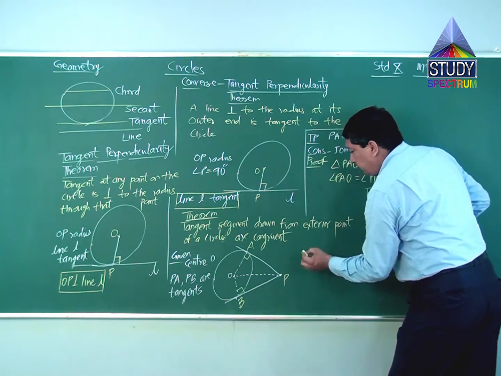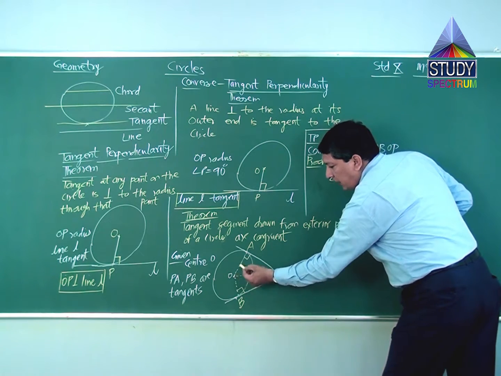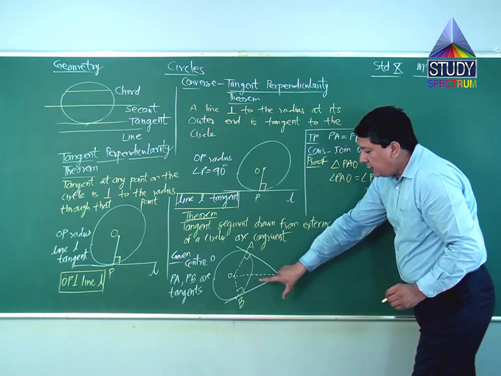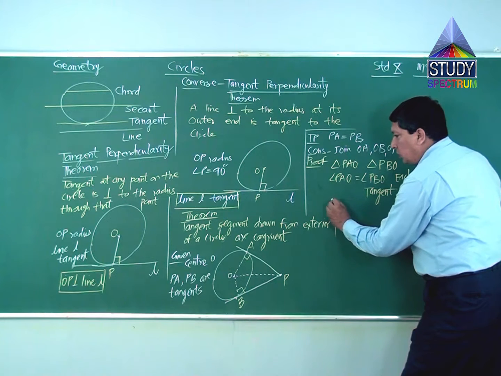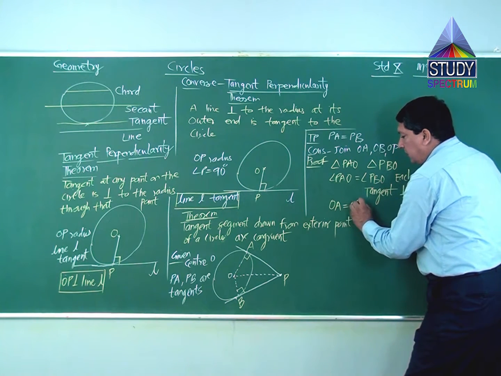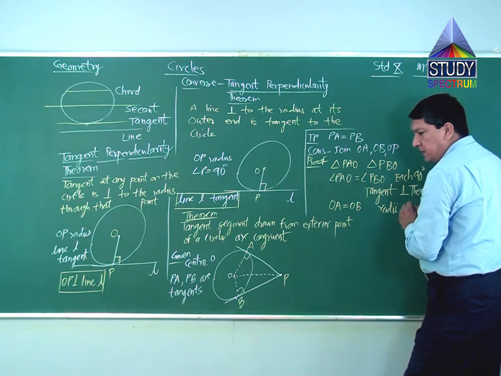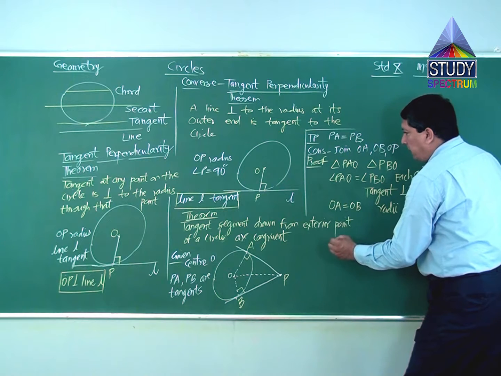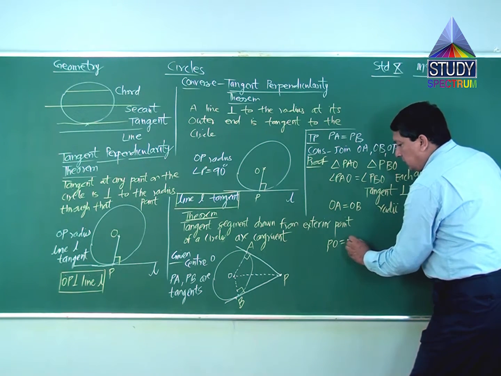Then we can make out OA is equal to OB, right? OA is equal to OB and OP is common. OA is equal to OB because these are radii of the same circle. Also, we can make out OP is equal to OP, or you can write PO equals PO. Common side.